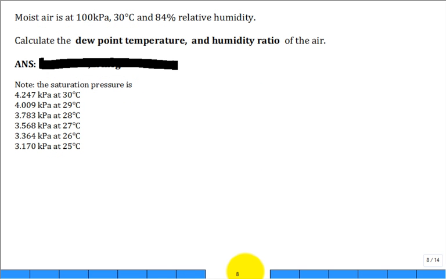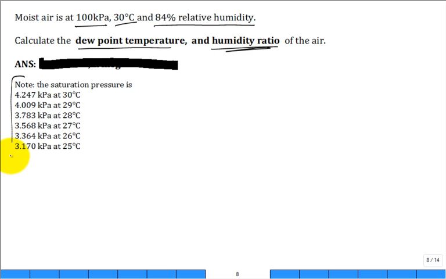All right, so we have a different problem now. We have air at 100 kilopascal, atmospheric pressure, close enough, 30 degrees C, pretty warm, 84% relative humidity. Calculate the dew point temperature and the humidity ratio of that air. What is the dew point temperature and humidity ratio?